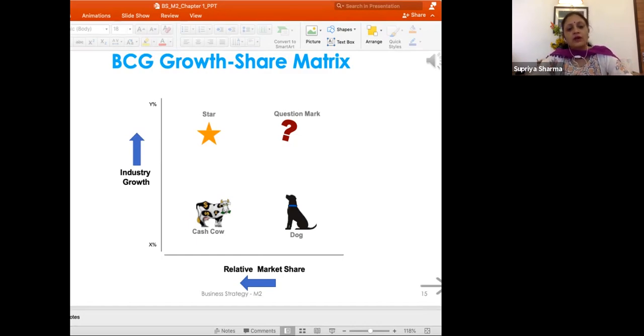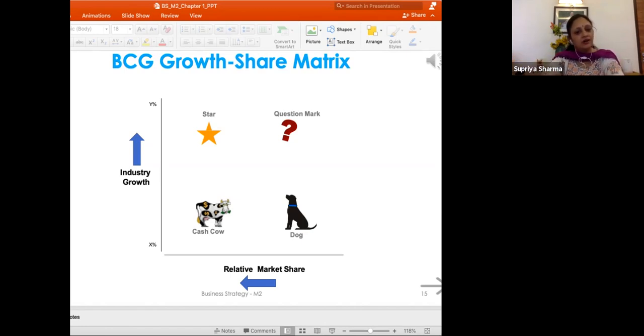If there are fewer prospects for it to gain market share, then it should be liquidated. The number of dogs in my portfolio should be avoided, should be minimized in an organization, because they can really cause damage to the company's profitability. So when I am talking about this BCG matrix, this kind of portfolio analysis needs to be done at each stage in the organization to see where my products lie.